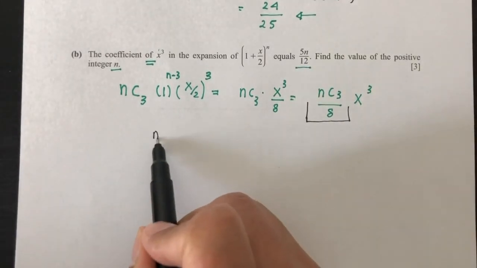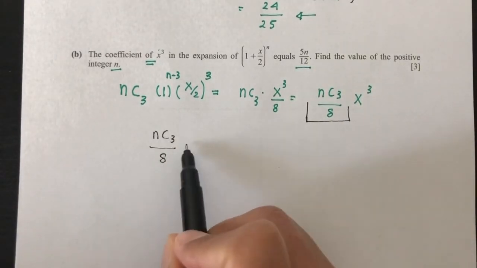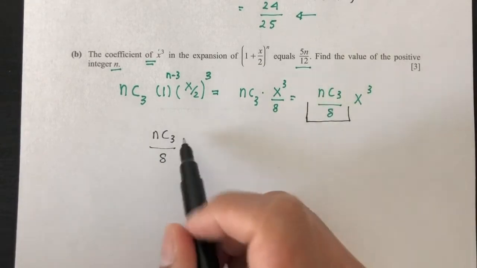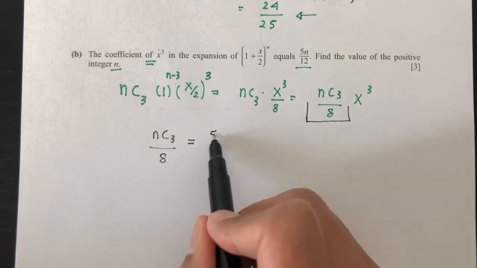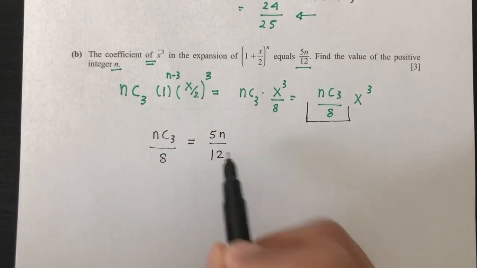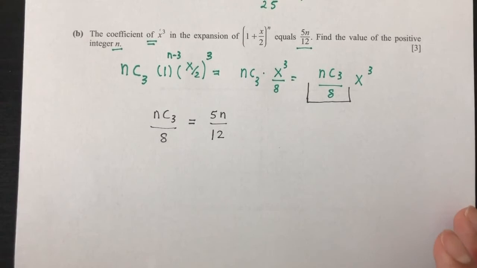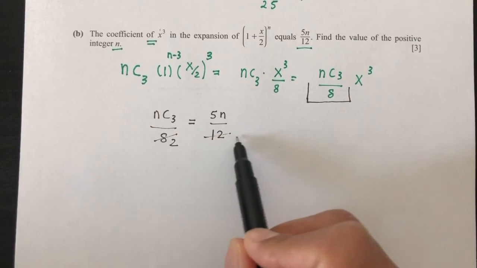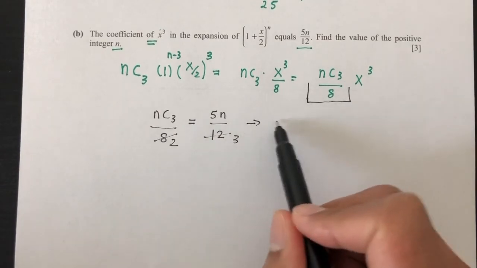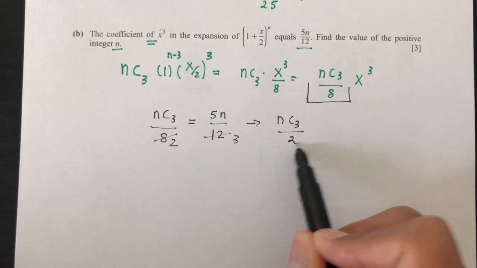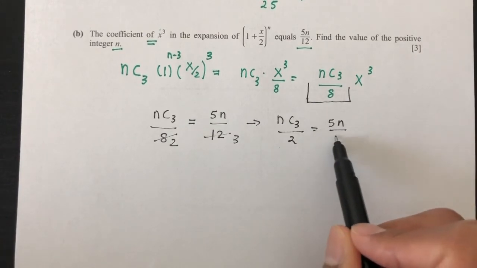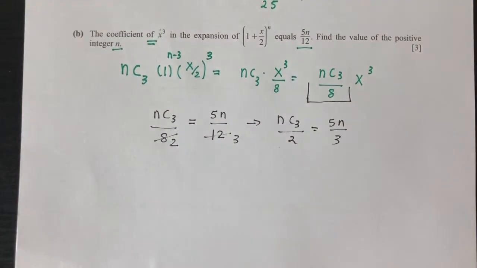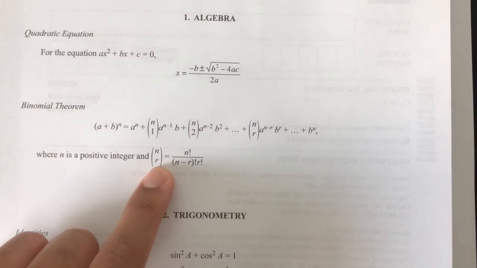So let's solve. You have n choose 3 over 8 is equal to 5n over 12. Let's solve this equation. First thing we can do is simplify. We can divide by 4 on both sides. You will have 2 here, you will have 3 here. So you will have n choose 3 over 2 is equal to 5n over 3. Now you have to look at your formula here for this one. If you go back to your list, n choose something is given by this formula. So let's write this down.